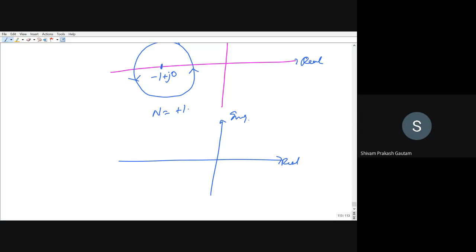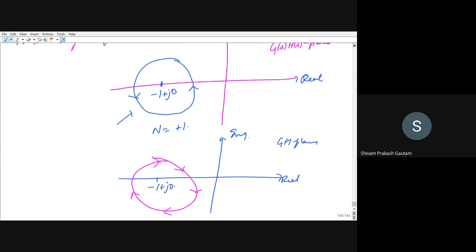I have just drawn this roughly, right? Do not consider this a Nyquist plot. This is a rough sketch just to show how it can be done. This is our GH plane. Again, this is our point, -1 + j0. If I want to encircle it, but now I'm encircling it in a clockwise direction. Clockwise means this direction. So you can see I've encircled in this direction, and there is only a single encirclement. So in this case, N will be equal to -1.